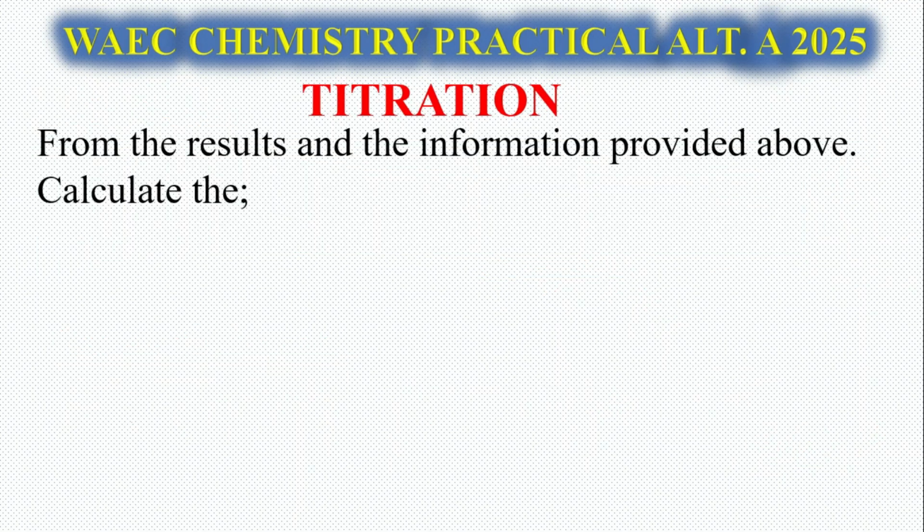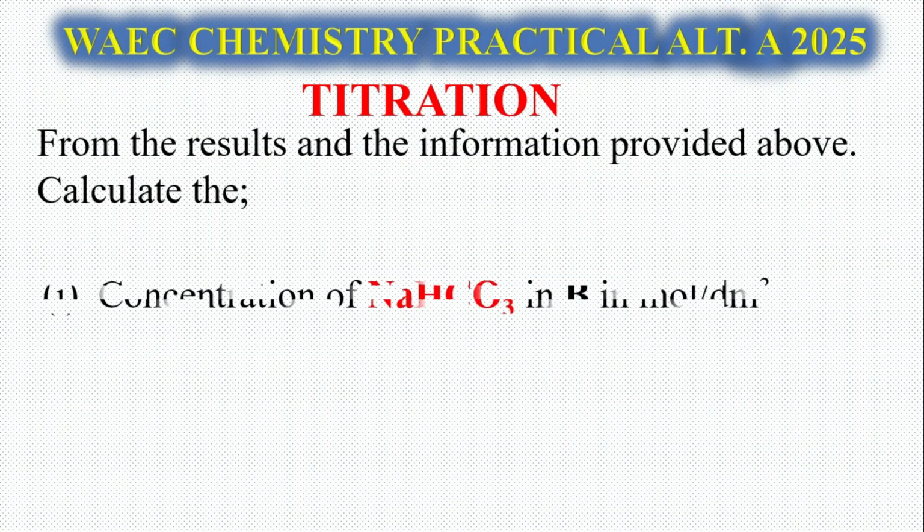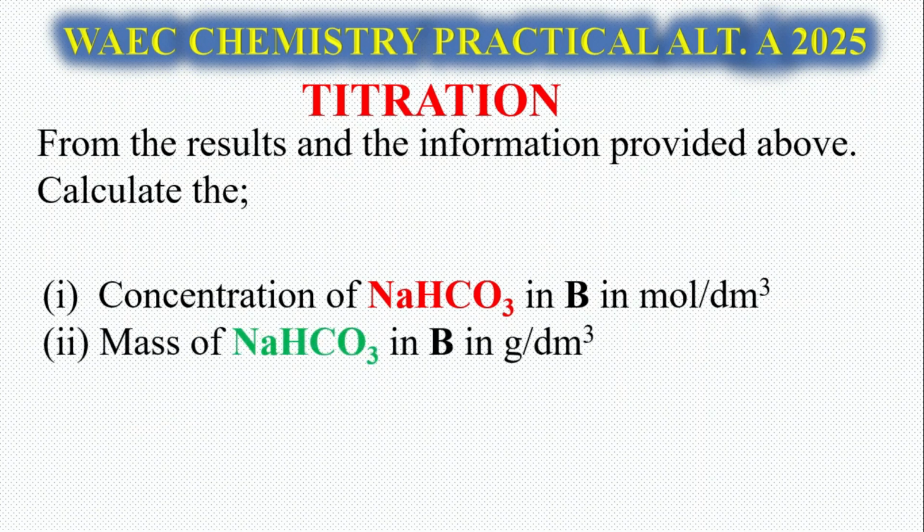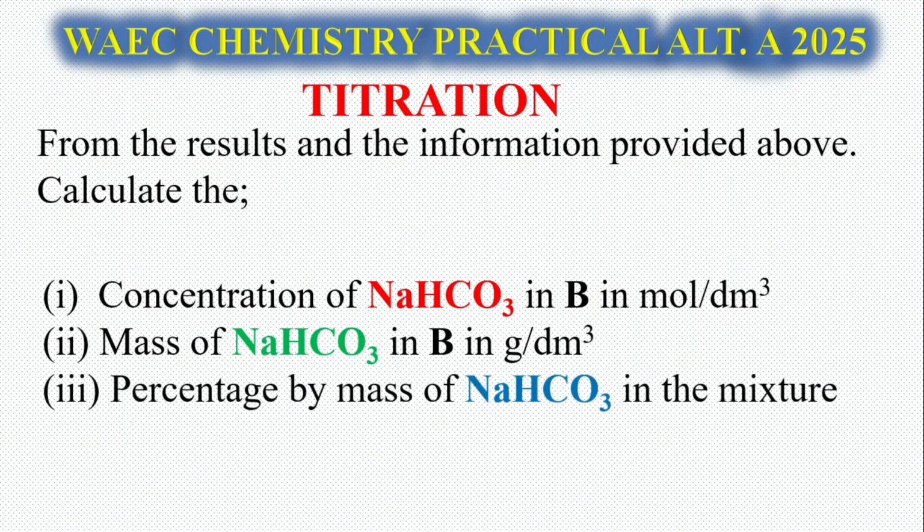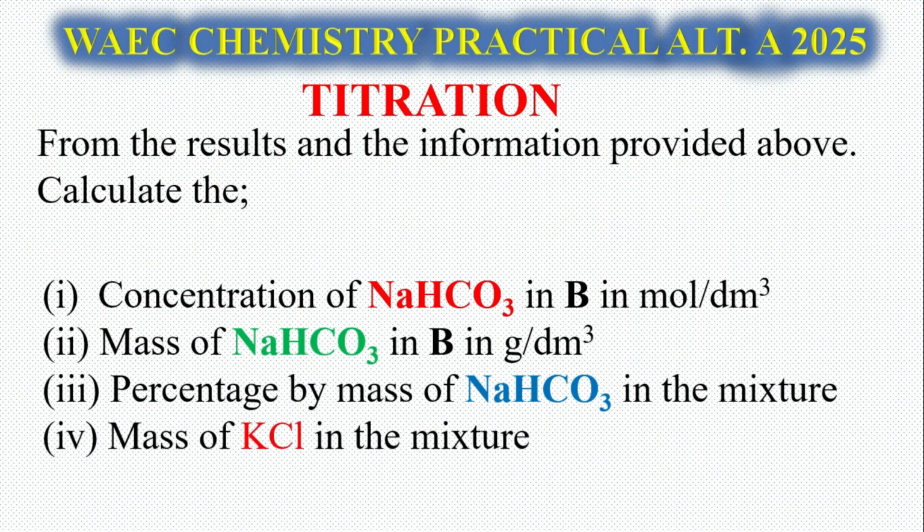Let's dive in. From the result and the information provided, calculate: Number 1, the concentration of NaHCO3 in mol per dm³. Number 2, the mass of NaHCO3 in B in gram per dm³, and the percentage by mass of NaHCO3 in the mixture. Also, the mass of KCl in the mixture. So these are what we are expected to calculate.